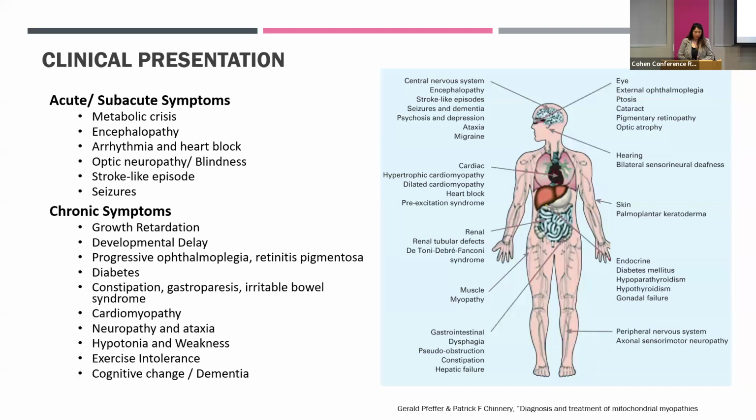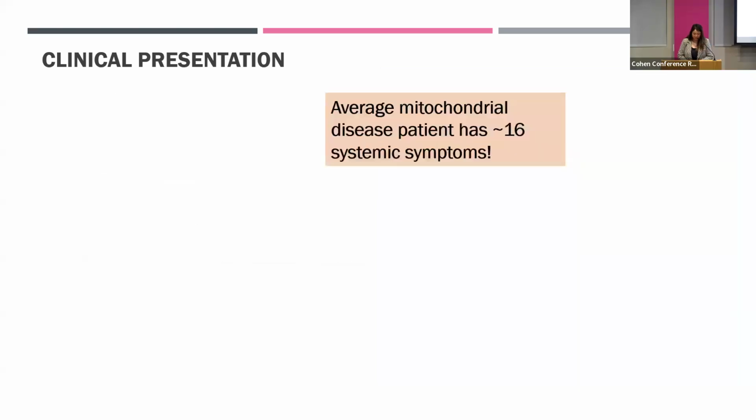So growth failure is pretty common, developmental delay of varying degrees, progressive ophthalmoplegia, so that's difficulty moving your eyes, retinitis pigmentosa, which is a cause of progressive blindness, diabetes, constipation, cardiomyopathy, neuropathy, hypotonia, exercise intolerance, and cognitive change. Okay, that's why neurologists talk a lot. This is a lot of things to go over.